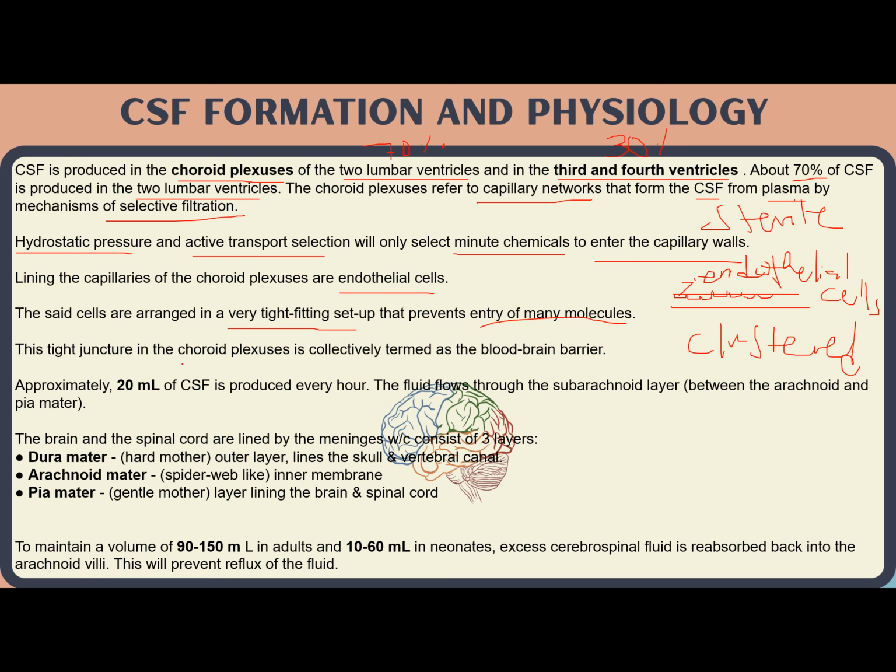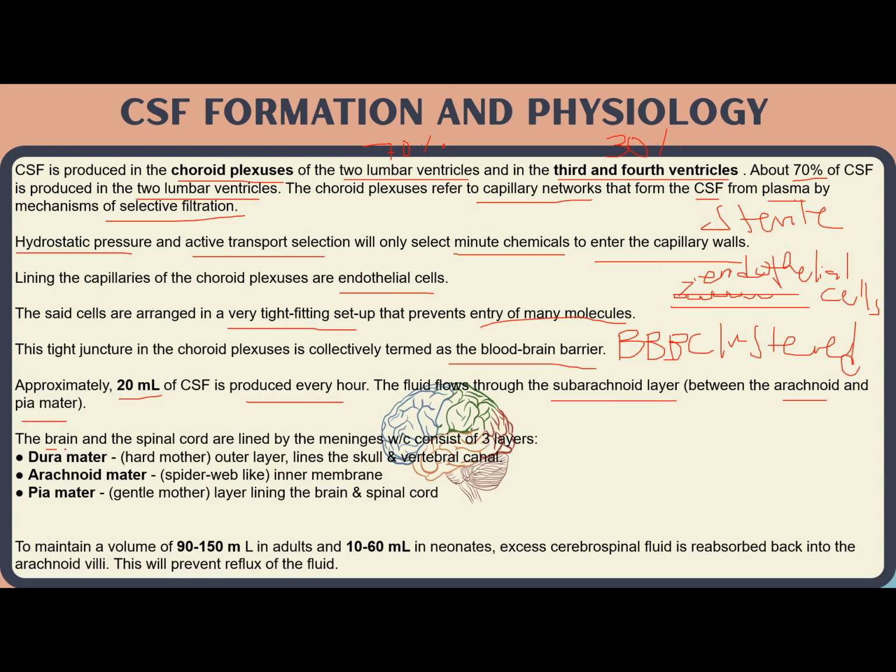Now, this tight juncture in the choroid plexus is collectively termed as the blood-brain barrier. So these clustered endothelial cells, class, are known as your blood-brain barrier, also known as your BBB. Because of these clustered endothelial cells that made up the blood-brain barrier, a lot of molecules are unable to enter. Now, take note, class, that approximately 20 ml of CSF is produced every hour. The fluid would flow through the subarachnoid layer. This is found between the arachnoid and the pia mater.